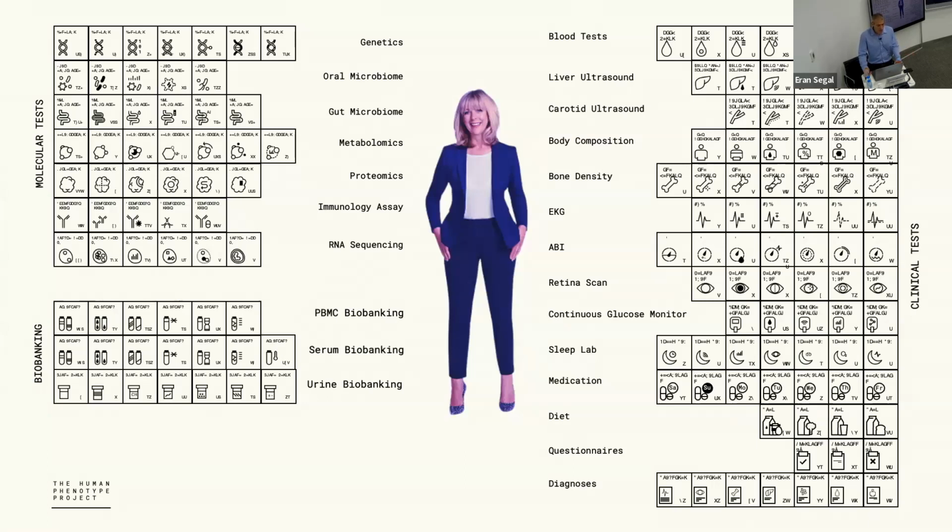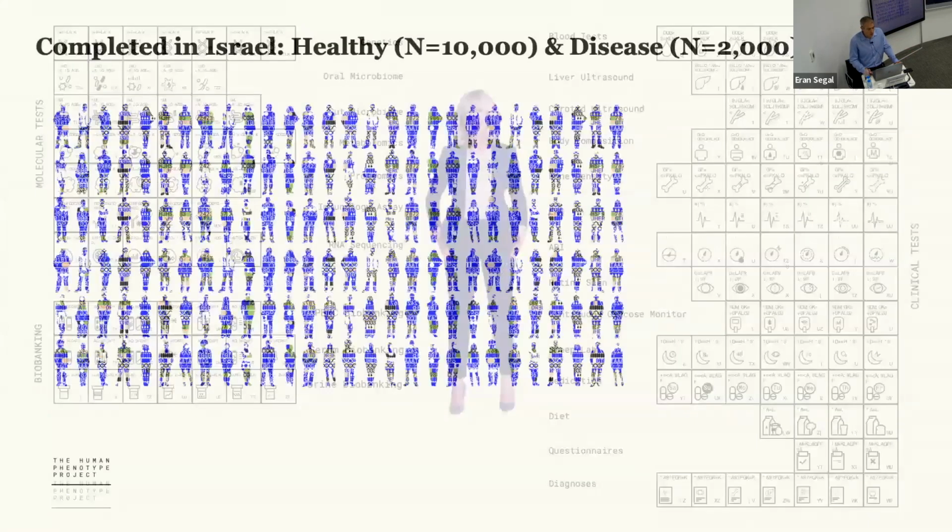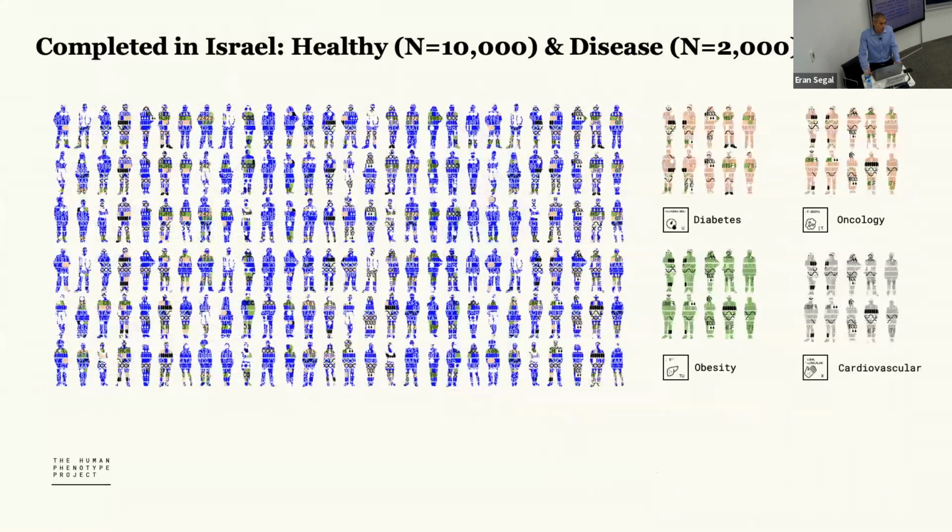So this, as far as I know, is not the largest, but it's the deepest phenotyped cohort, namely the broadest number of tests that were ever done on such a group of people. We already completed in Israel profiling 10,000 healthy people in the age of 40 to 70, and also 2,000 people with various diseases where we collaborate with clinicians. And we've been looking at 12 different disease areas like diabetes, various oncology cohorts, obesity, cardiovascular disease, and a few others. So this is the data that we have been measuring now.